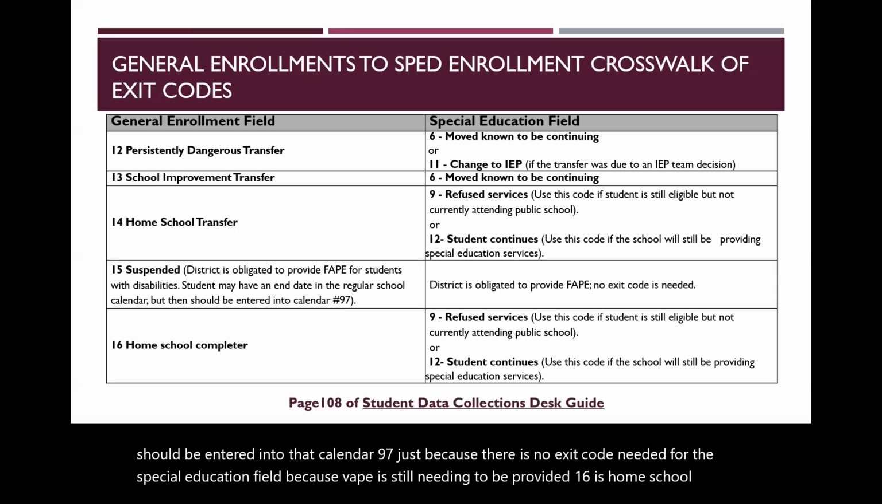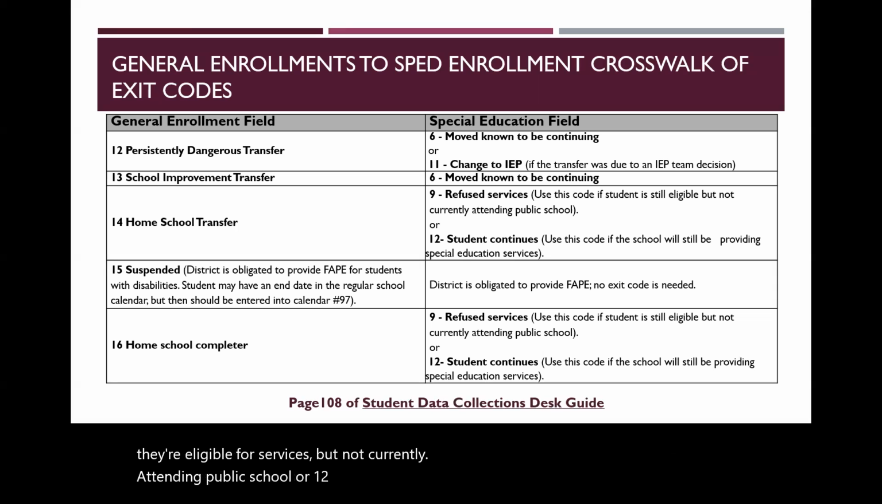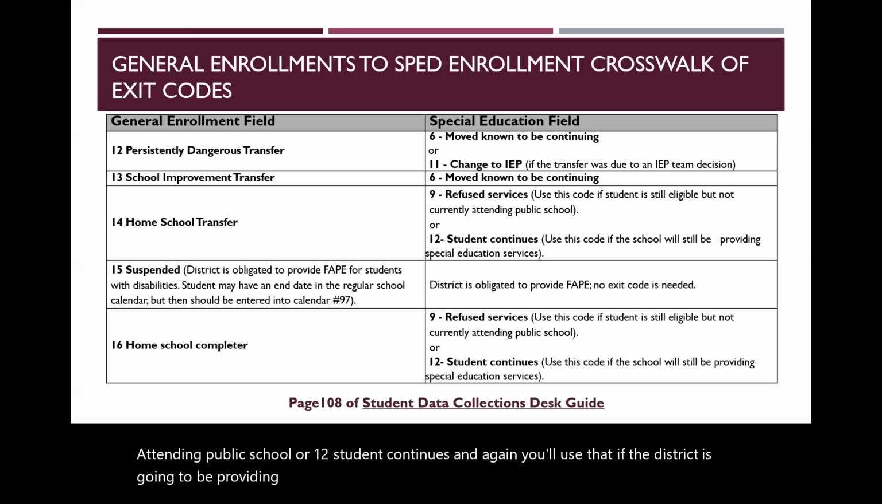You're going to use special education field code of 9, refused services. Again, they're eligible for services, but not currently attending public school. Or 12, student continues. And again, you will use that if the district is going to be providing those special education services.